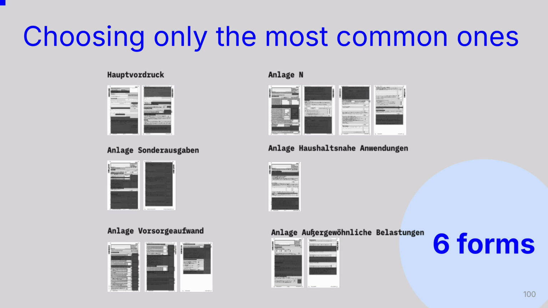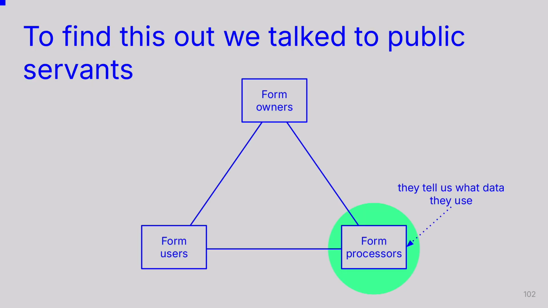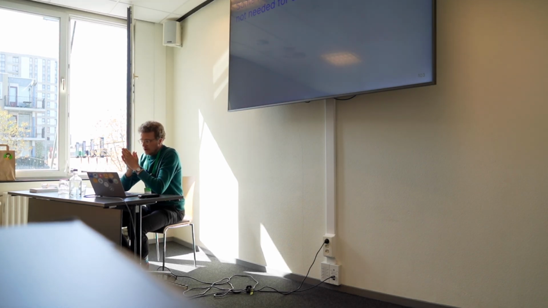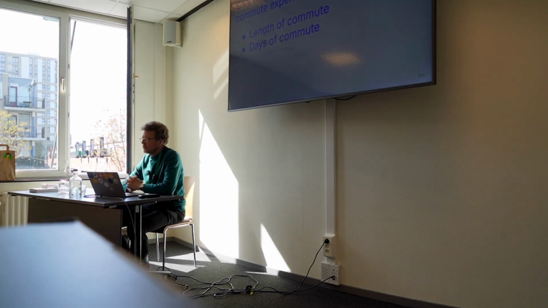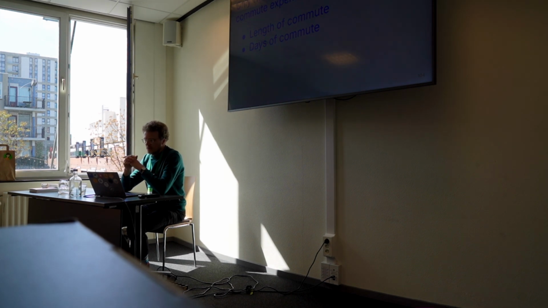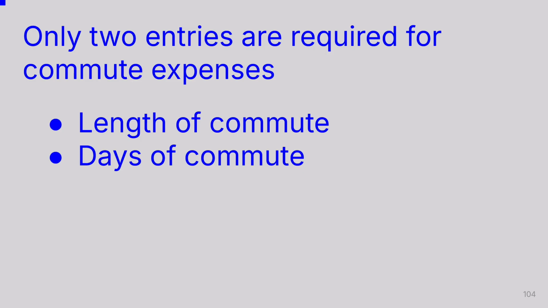But still the question was, are all those fields really necessary? And there again, we talked to the public servants in the tax offices, because they could tell us which data they actually need. So we learned that there are some fields that are just informative but not actually needed for the decisions of the tax offices. And the example is the commute. So in Germany, you can input your expenses for your work commute, and then later get it refunded.